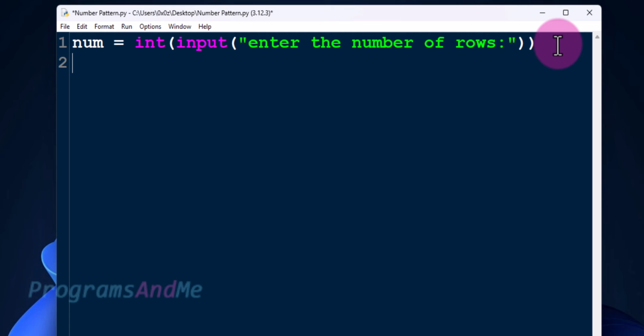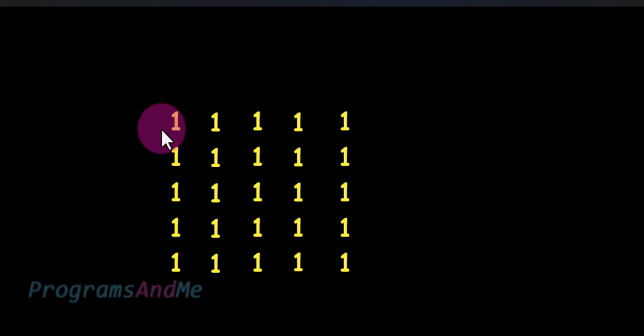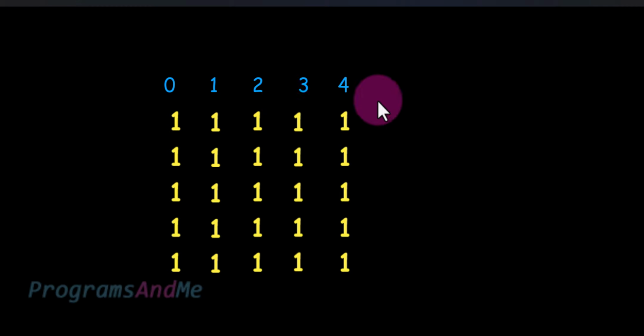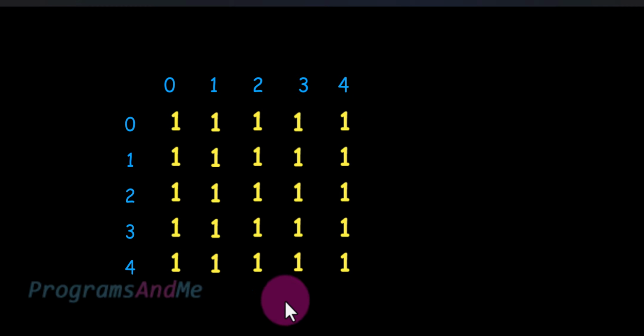The second step in writing a program to print number pattern is we want to print numbers in different row and column. Here in this example, we can see, as I said, these are the rows. We want to print numbers in different row and column. This is the row 0, column 0, row 1, column 1, row 2, column 2. If I take column number like this, 0, 1, 2, 3, 4, row number like this, 0, 1, 2, 3, 4, like this, right?